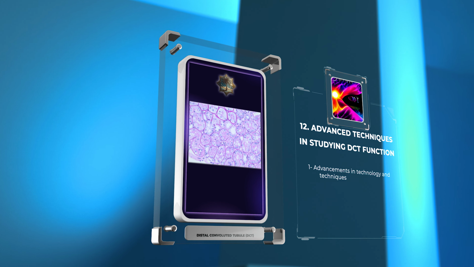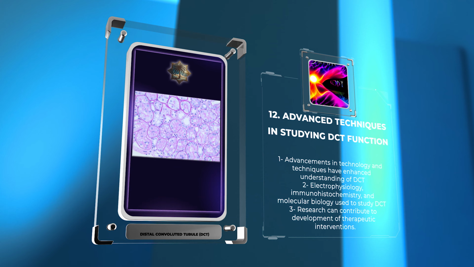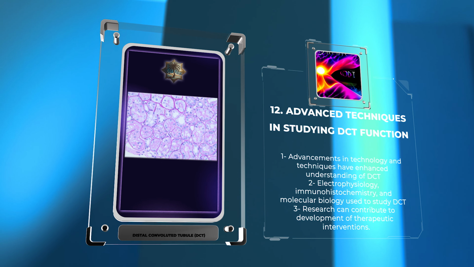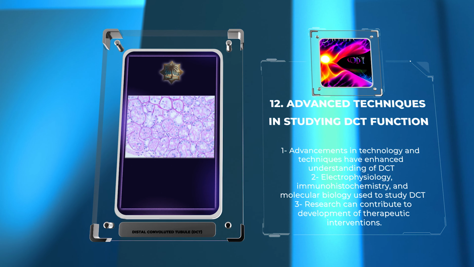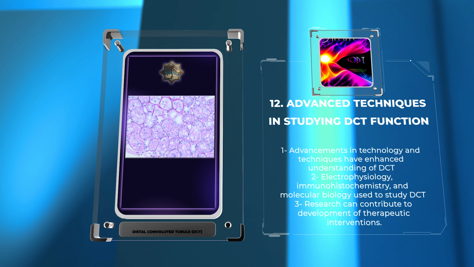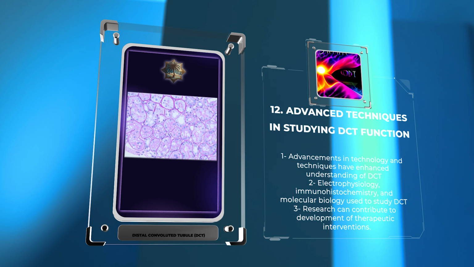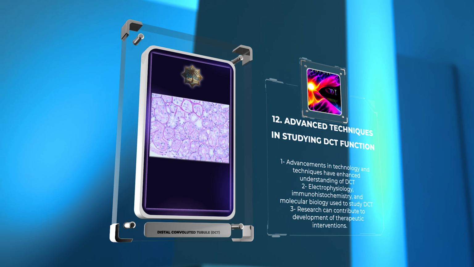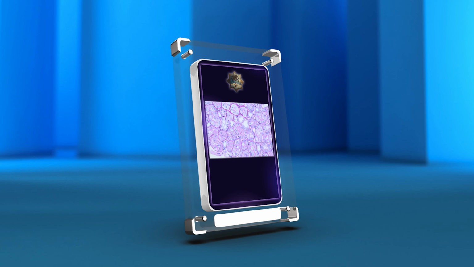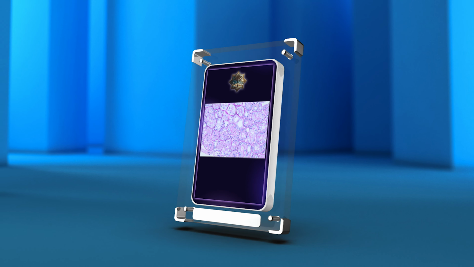Advancements in technology and experimental techniques have provided valuable insights into the intricate workings of the DCT. Techniques such as electrophysiology, immunohistochemistry, and molecular biology have unraveled the molecular mechanisms underlying DCT function. By studying these advanced techniques, researchers can further enhance our understanding of DCT physiology and contribute to the development of novel therapeutic interventions. The distal convoluted tubule, DCT, is crucial for maintaining balance in the body.